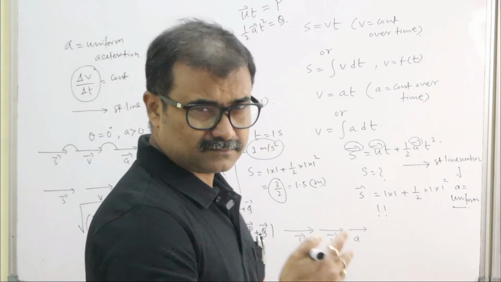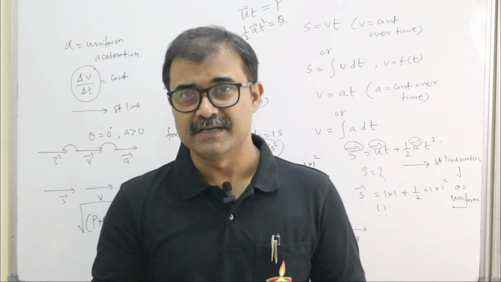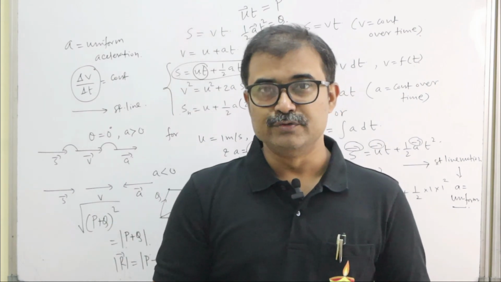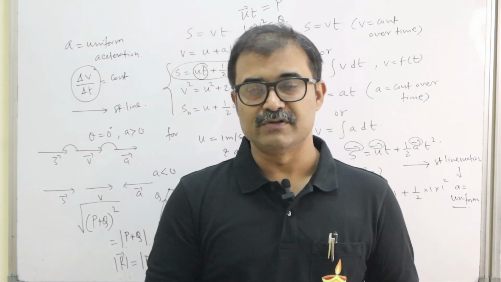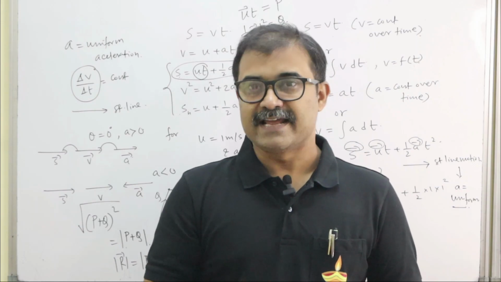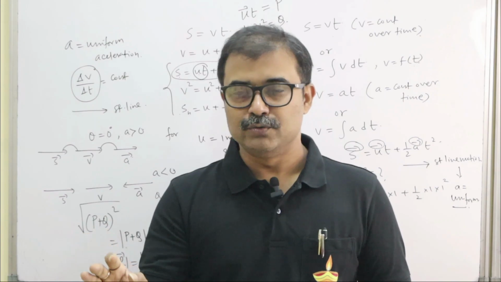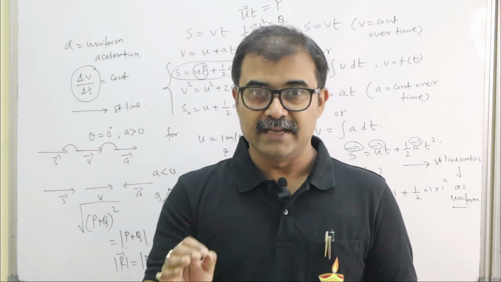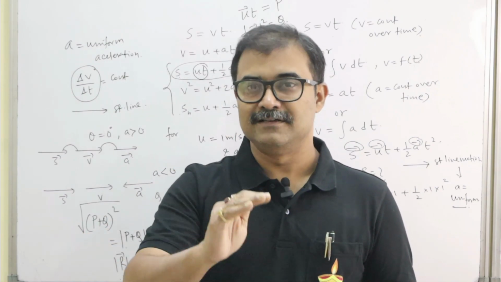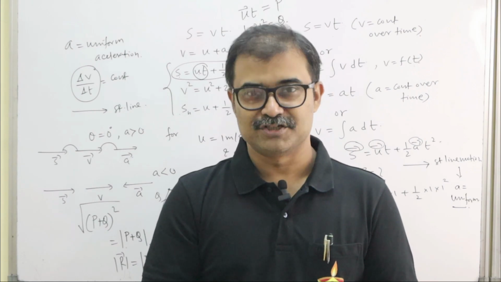That means V equals U plus At, S equals Ut plus half At square, and V square equals U square plus twice As. These can be used just like scalar values, if and only if the motion is in a straight line with uniform acceleration.